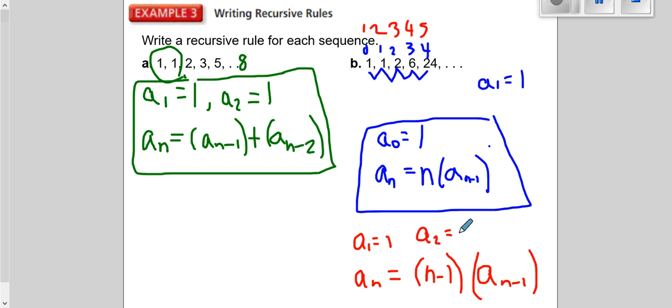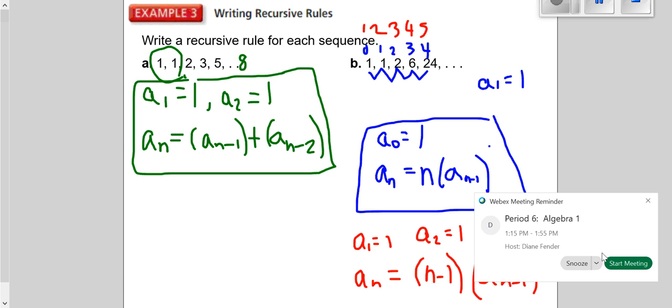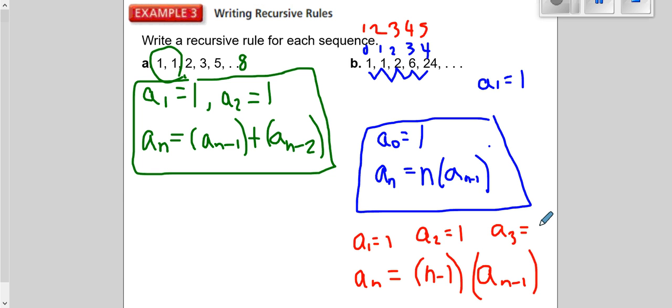Yep, that would work. A sub 2 is 1. Previous term 1 times 2 minus 1 is 1 times 1 is 1. And then let's check it for a sub 3. Does this still work, or do we have to use their version? A sub 3 would be this one. So 3 minus 1 is 2 times the previous term is 2 times 1 would be 2. Is a sub 3 2? Yep, that's working. So once you've got a rule that you think is working, try it out and see.